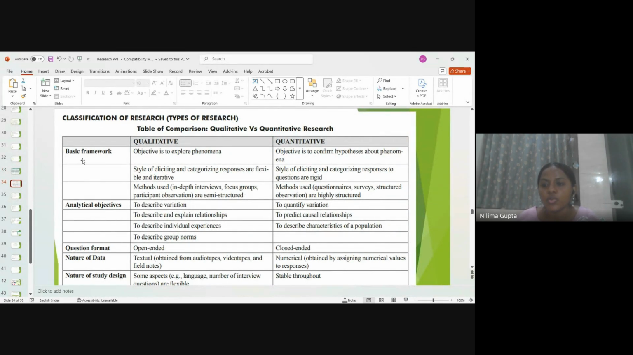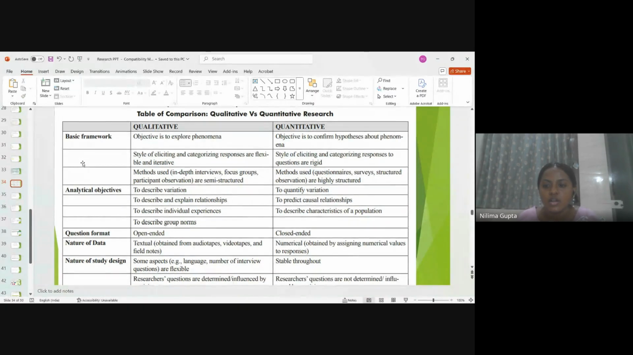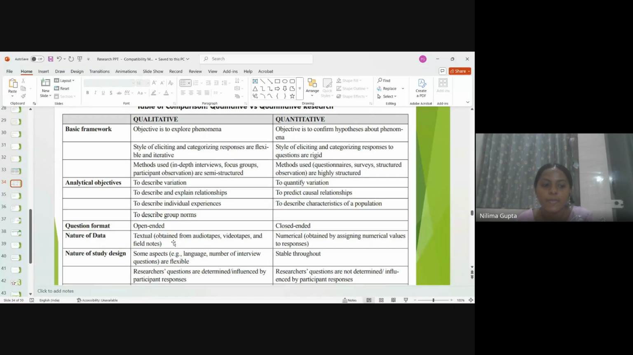So this is also one comparison table, again in a little precise manner. So again, my emphasis will be on the same thing, that be very clear with the keywords. As you can see here also, keywords will help you to solve a lot of questions and give you a correct answer. So when we use both these methods in a research, that is called as mixed research.